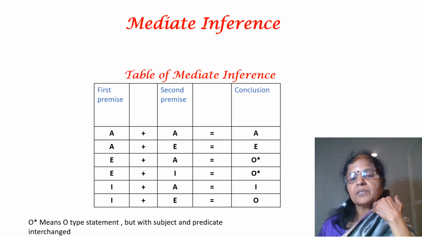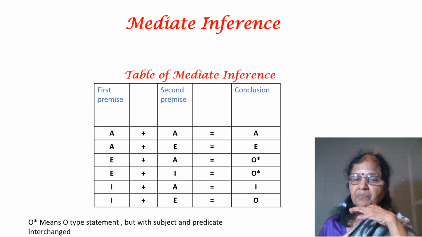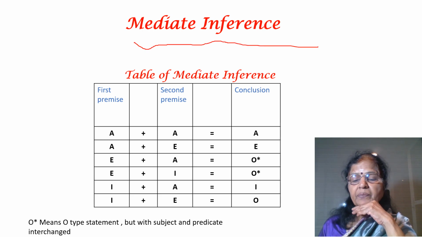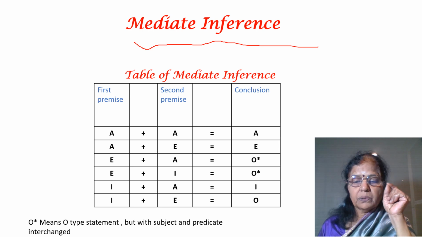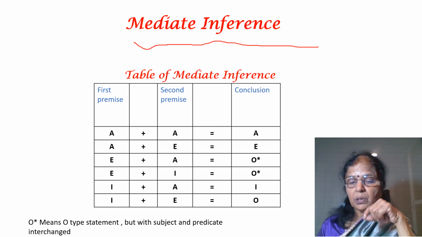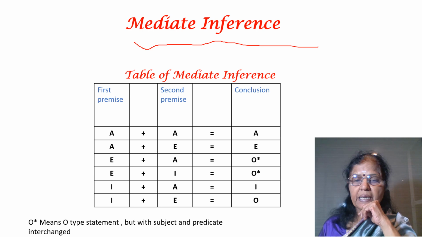See, this table is for mediate inference. What is mediate inference? Remember, we have told mediate inference is when you take into consideration two statements, two statements are used in order to check the conclusion. Okay, that is mediate inference in contrast to immediate inference, where only one statement is used. And this is the table for mediate inference where two statements are used. The first column shows the first statement and its type, and the second column shows the second proposition or the second premise.